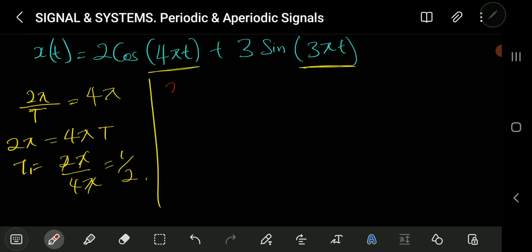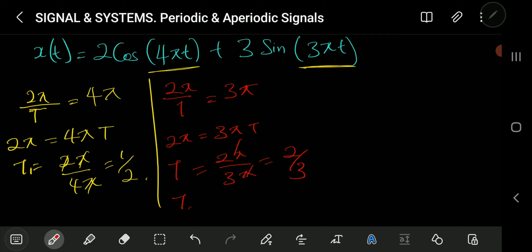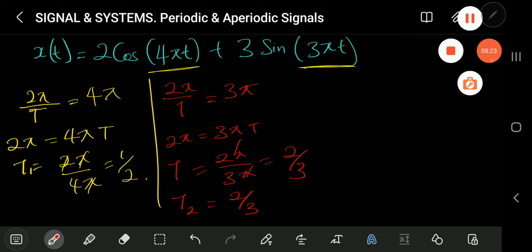Now for 2 pi over t equals now 3 pi. Are we good? So if we cross multiply, we are going to be having 2 pi equals 3 pi t. So that means our t, if you make t the subject of the formula, you're going to divide both sides by 3 pi. So that will be 2 pi over 3 pi. So pi can cancel pi, you are going to be left with 2 over 3. So let's call this our t2 equals 2 over 3.